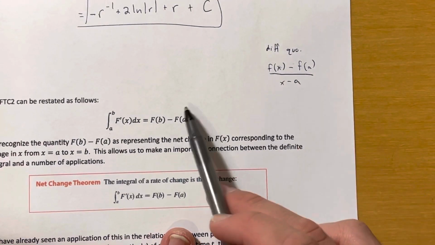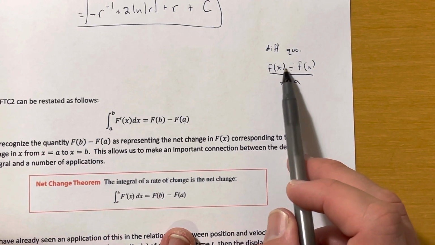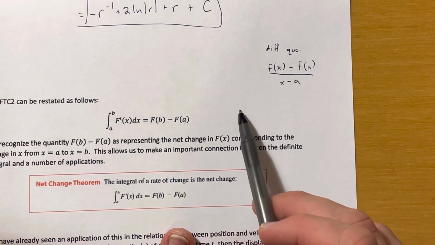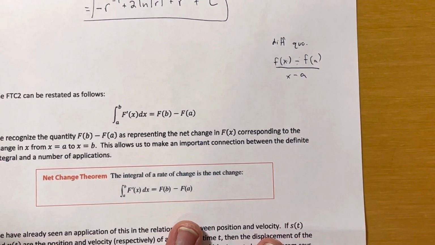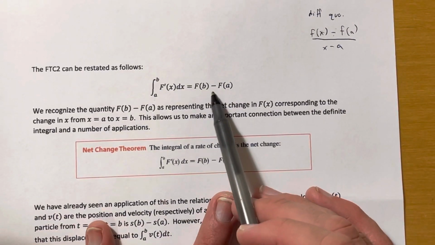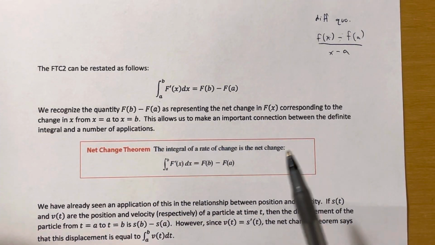But the numerator kind of resembles this. Specifically, that is a difference of the function evaluated at two different values. We already have used that difference to represent a net change. And so that's what this f of b minus f of a represents. It's a net change in our function f as x goes from a to b.